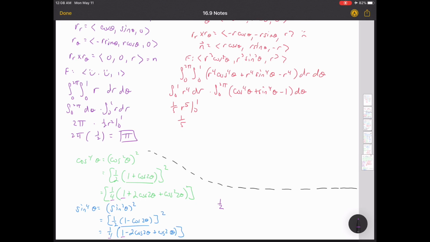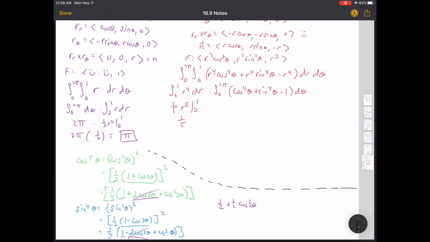Here, I'm going to get a 1/4 times 2 cosine of 2 theta. Here I'm going to get a fourth times negative 2 cosine 2 theta. Those things are going to go away. Those are going to subtract out. And then here we're going to get 1/4 of cosine squared. Here we're going to get a fourth of cosine squared. So we're really going to get plus 1/2 cosine squared of 2 theta.